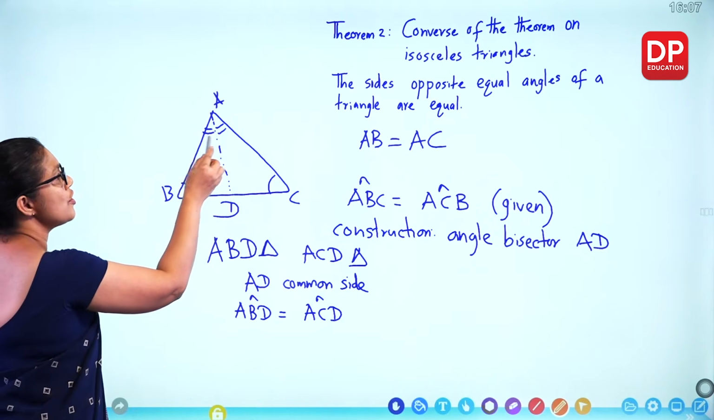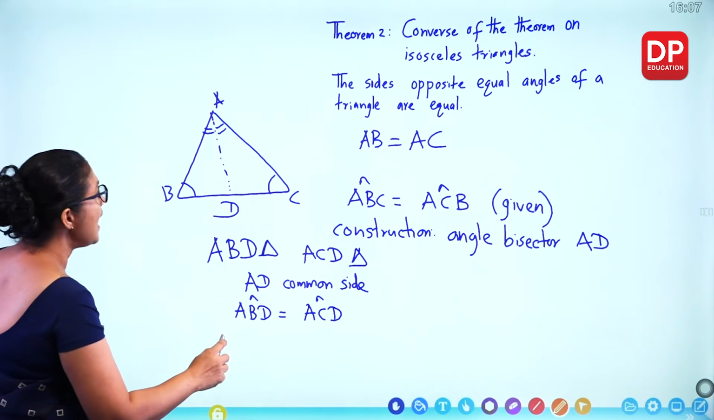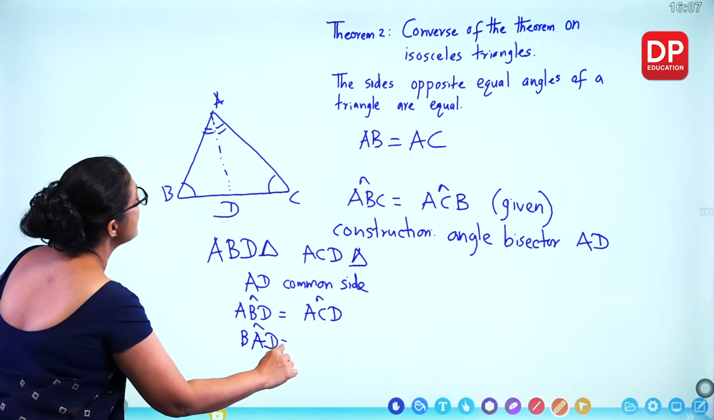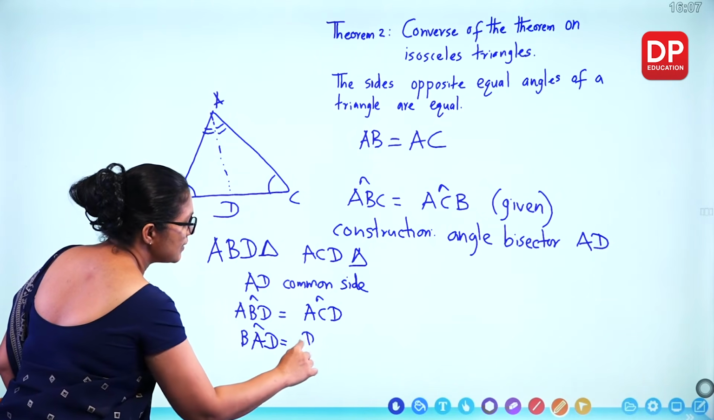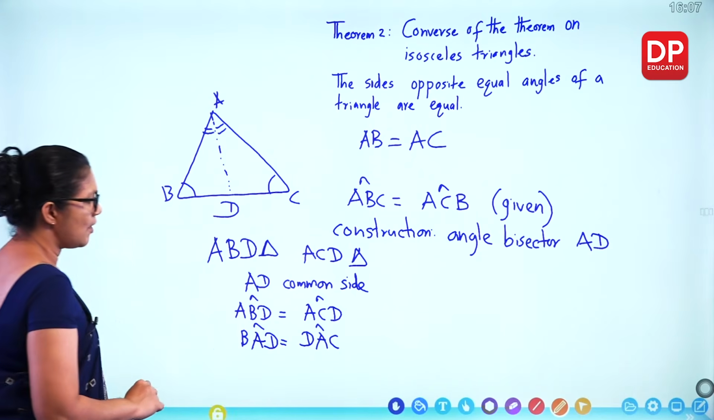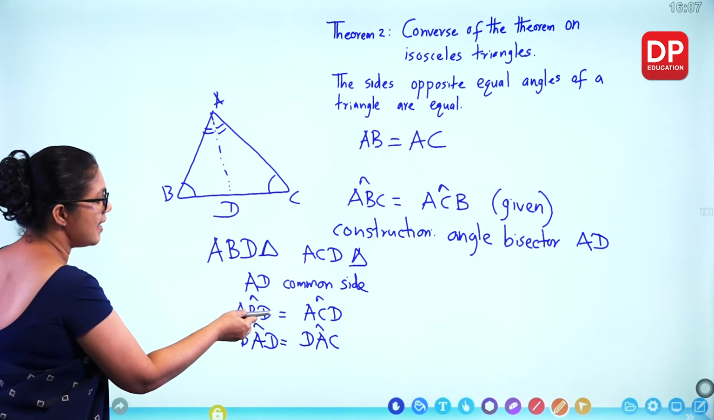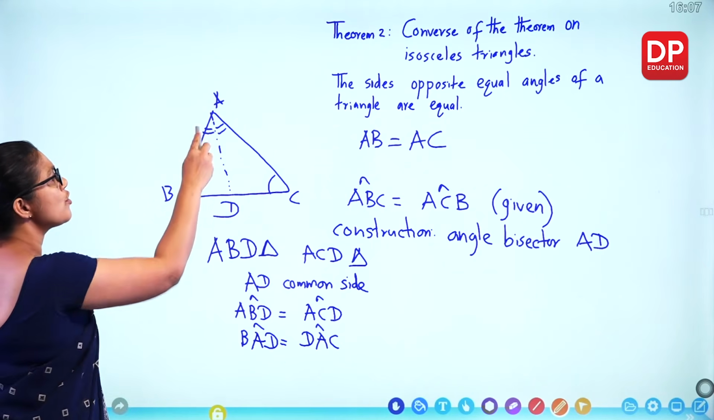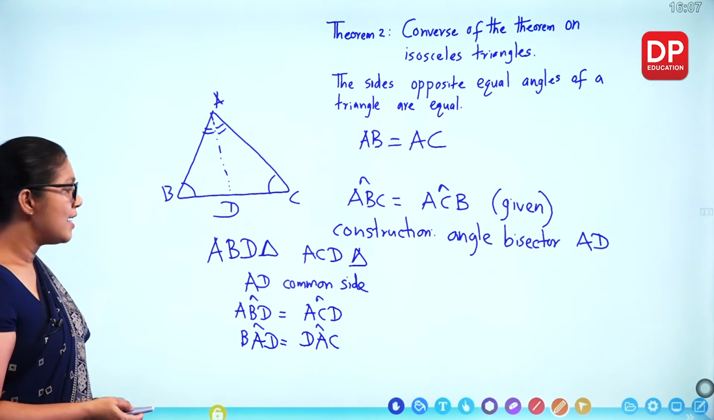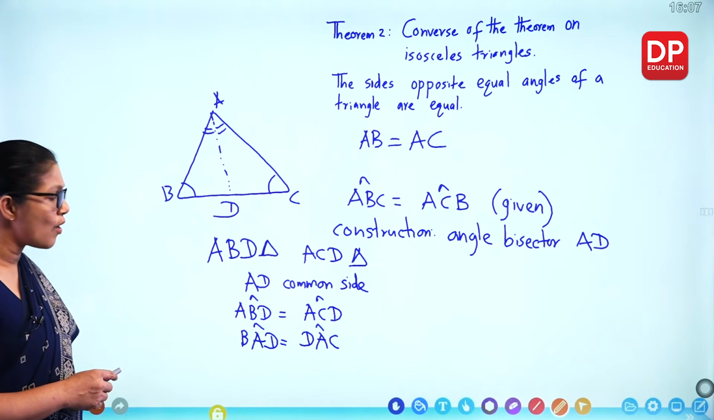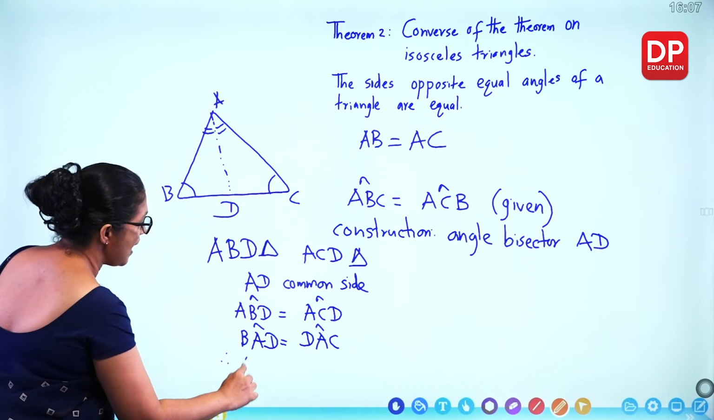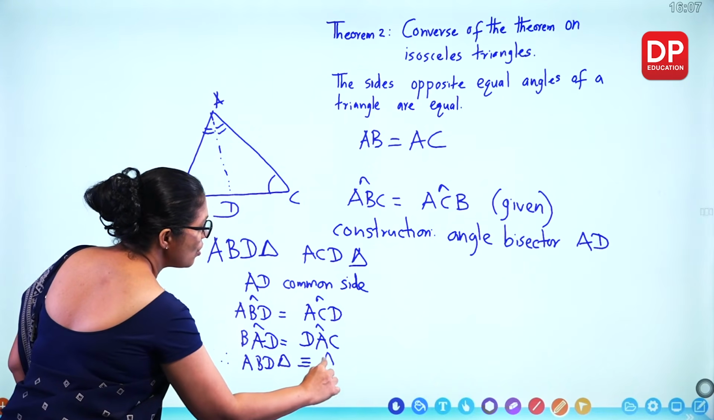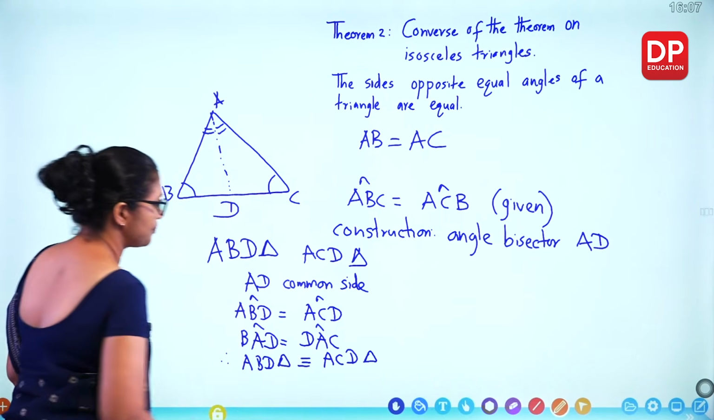What's the other information you know? You know BAD angle is equal to DAC angle. Now what happens? Side and angle and another angle. So what can you say? Any two angles and one side, we can say two triangles are congruent. So we can say ABD triangle is congruent to ACD triangle.